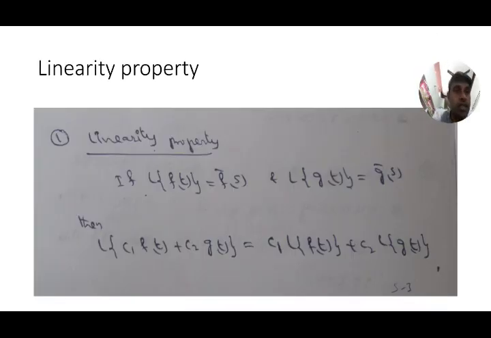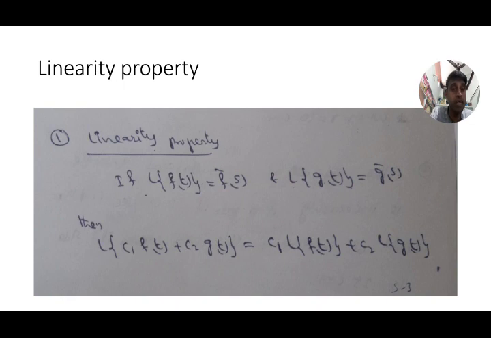First property is the linearity property. If f of t and g of t are two functions, and if the Laplace transform of f of t is f bar s, and Laplace transform of g of t equals g bar s, then Laplace transform of c1 into f of t plus c2 into g of t equals c1 into L of f of t plus c2 into L of g of t.